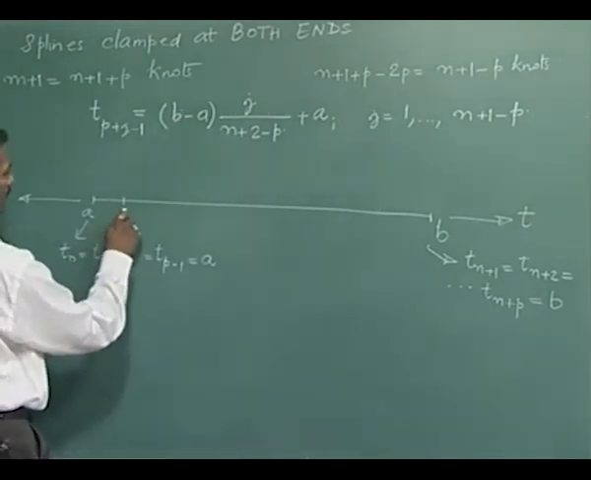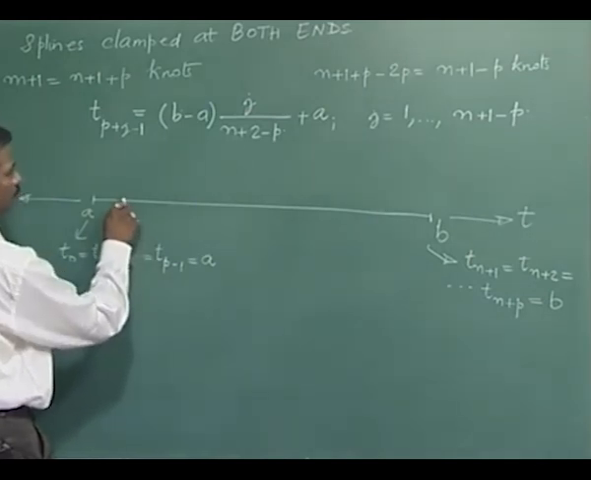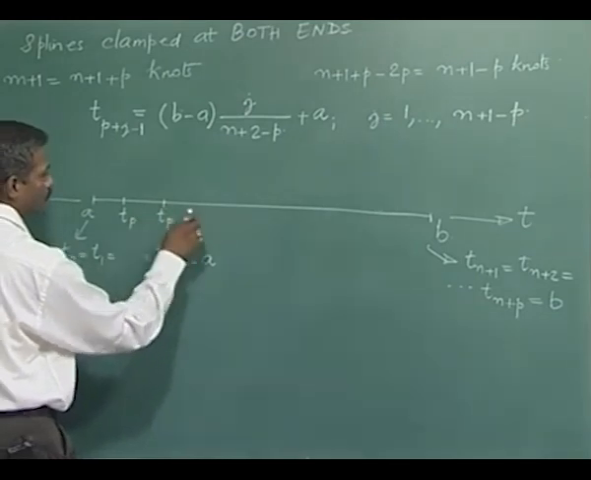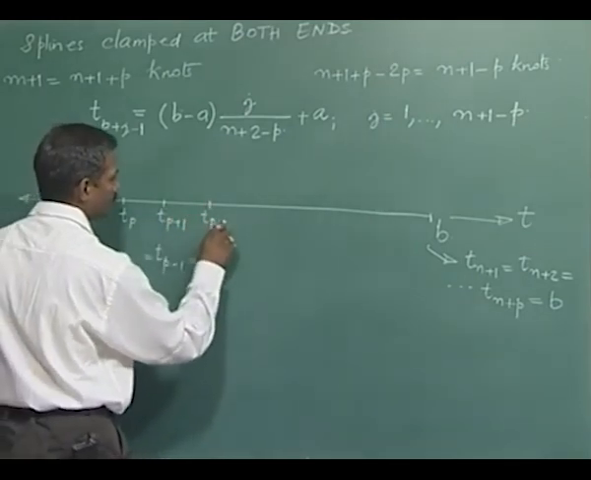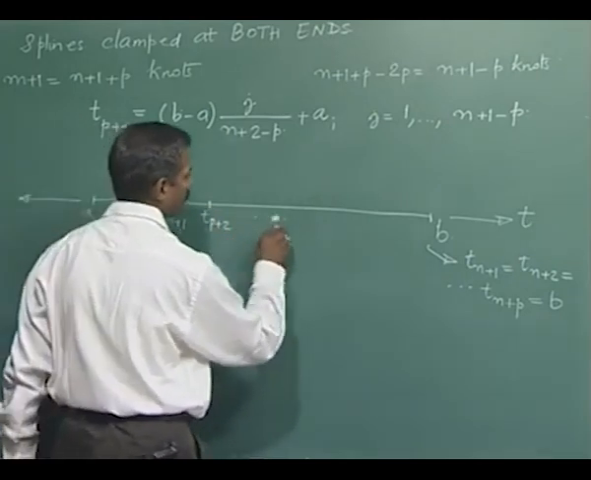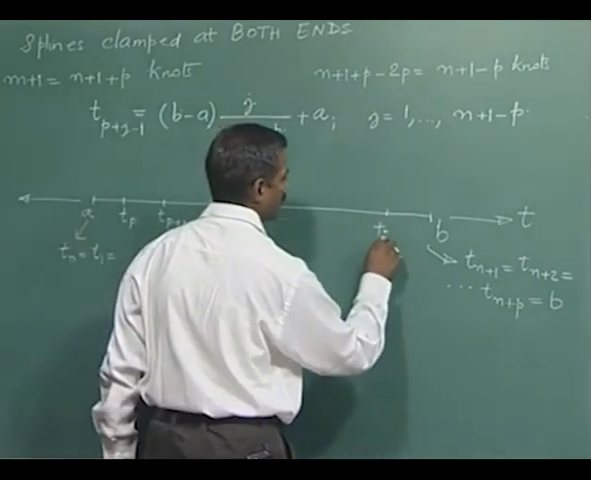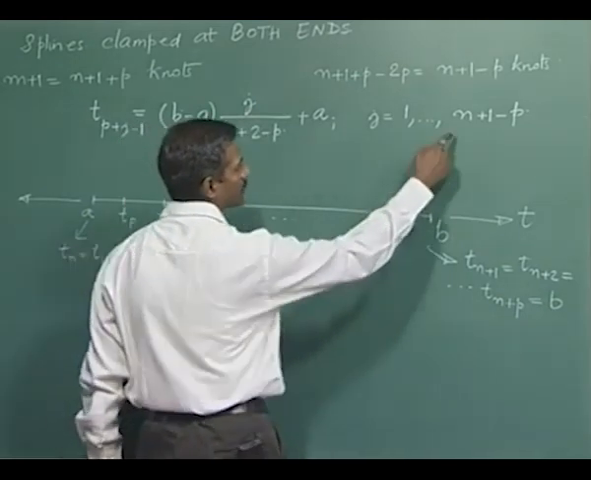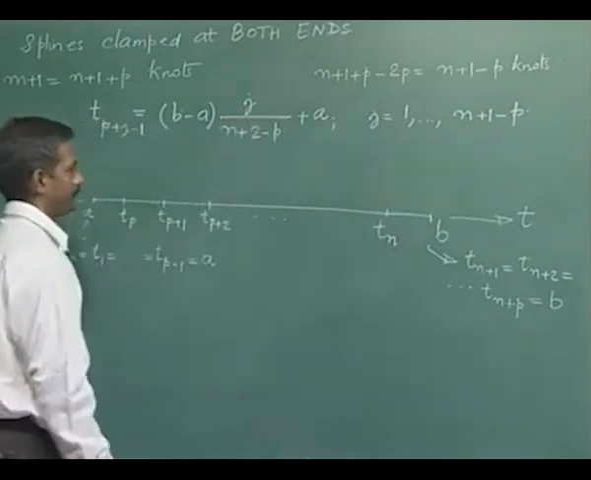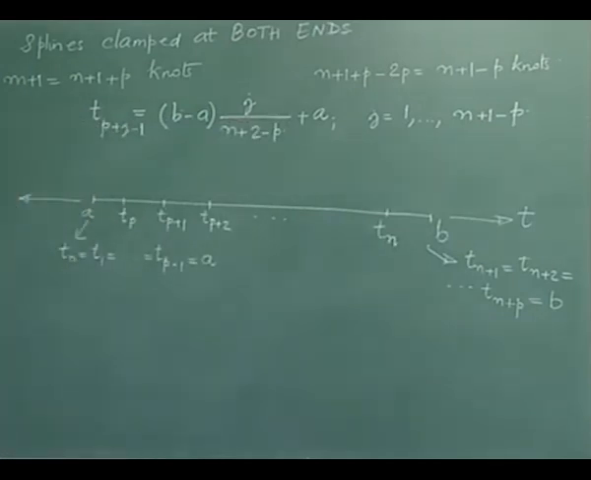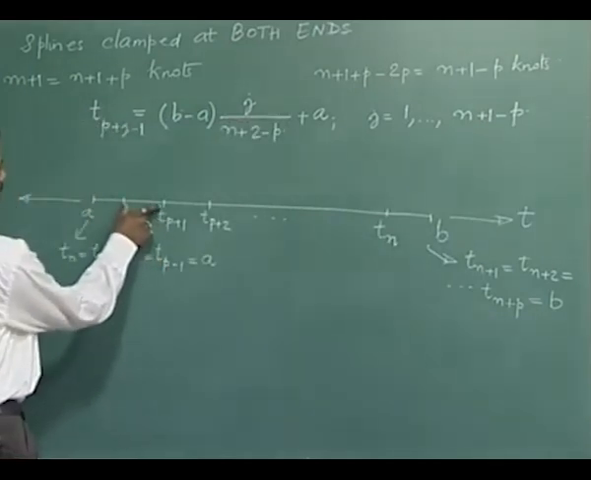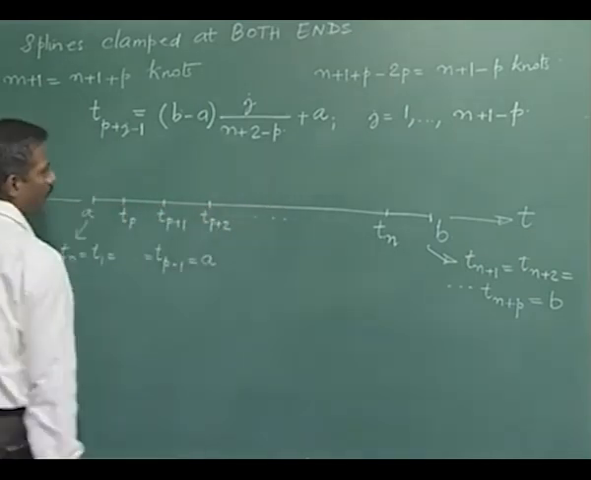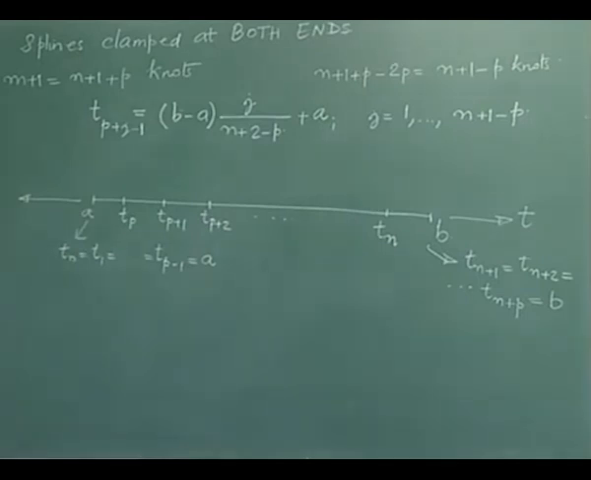So this would be my knot Tp corresponding to j equals 1. This is Tp plus 1 for j equals 2, Tp plus 2 for j equals 3, up till Tn for j equals n plus 1 minus p. Now notice that these knot spans will be of equal length.